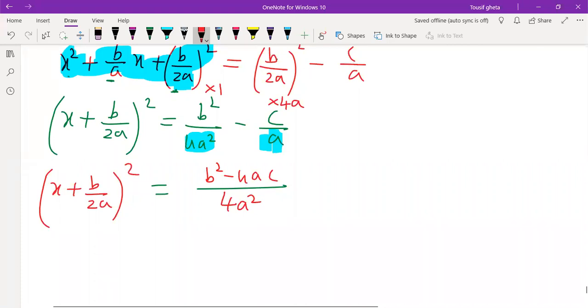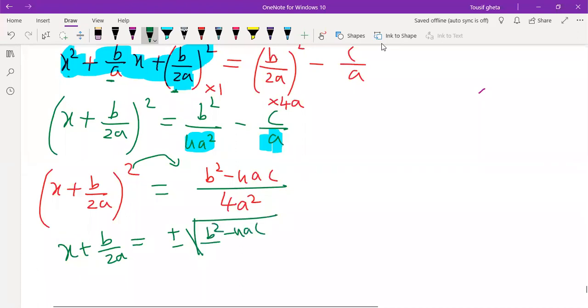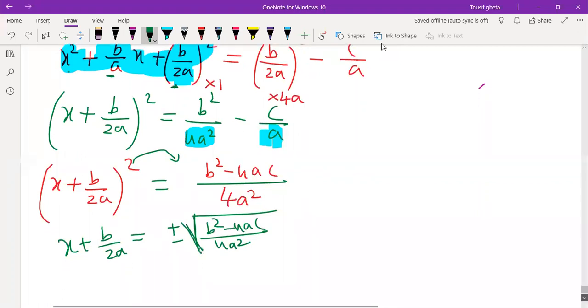So now Rekha is asking why we need to add b by 2a to both sides. I mean, see, the thing is that, x plus b by 2a is equal to, whenever you shift the square, you will write plus or minus, b square minus 4ac divided by 4a square. This is whole under the root, okay? Whole under the root.